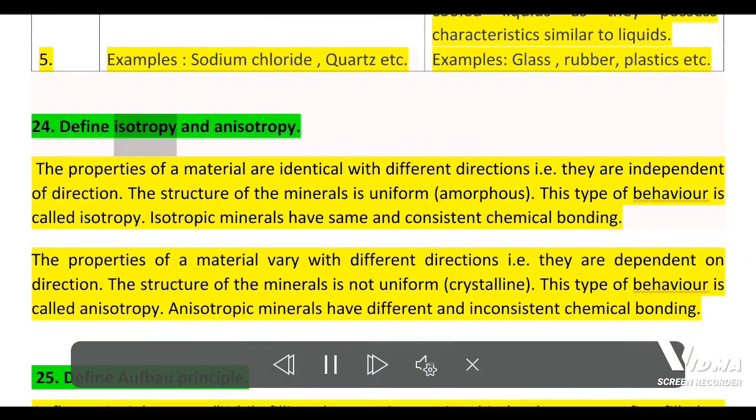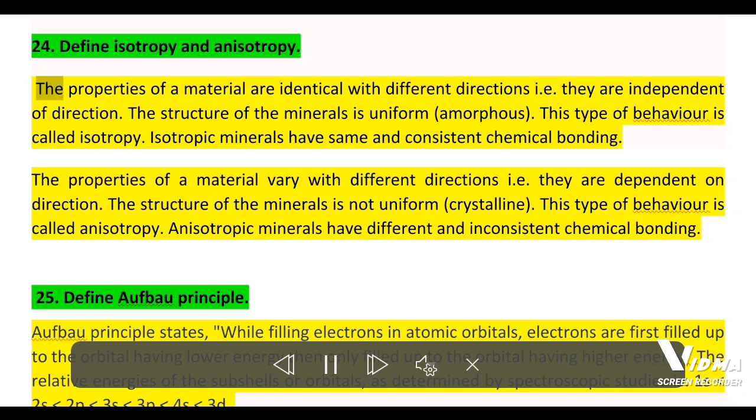24. Define isotropy and anisotropy. The properties of a material are identical in different directions, i.e., they are independent of direction. The structure of the minerals is uniform, amorphous. This type of behavior is called isotropy. Isotropic minerals have same and consistent chemical bonding. The properties of a material vary with different directions, i.e., they are dependent on direction. The structure of the minerals is not uniform, crystalline. This type of behavior is called anisotropy. Anisotropic minerals have different and inconsistent chemical bonding.